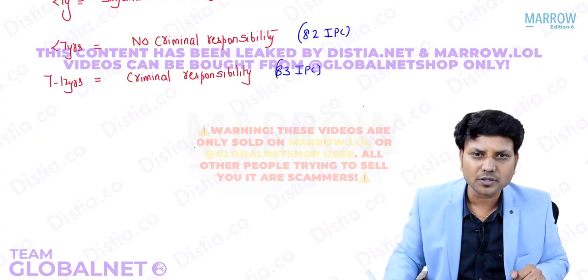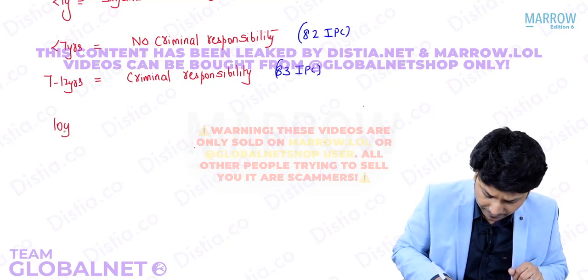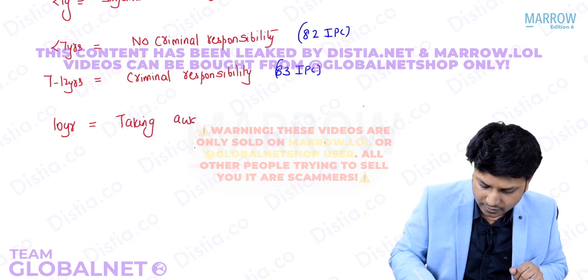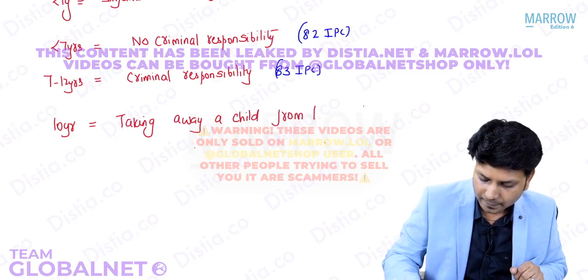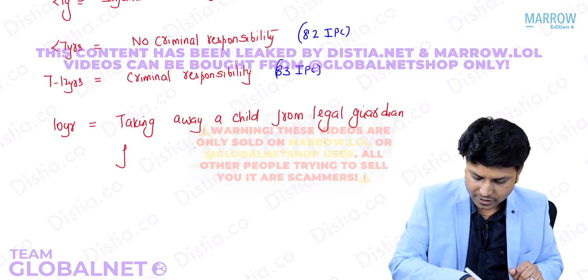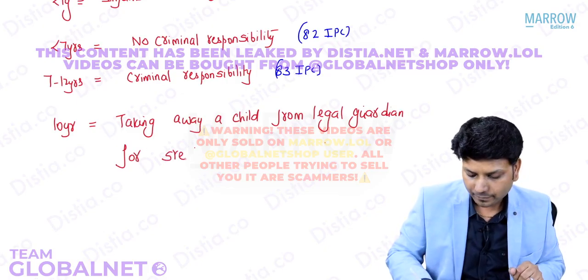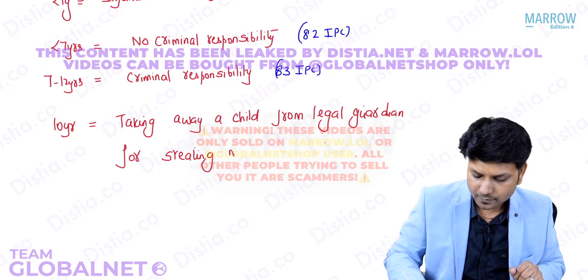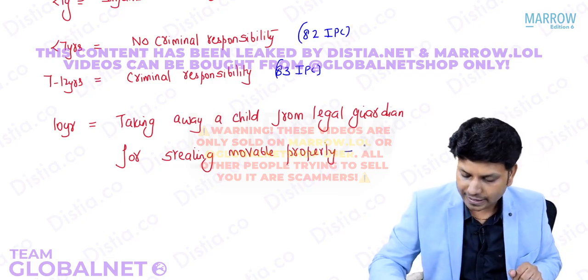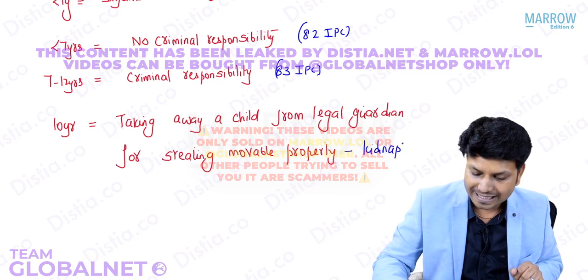What is the medical legal importance of age 10? Taking away a child from the legal guardian for stealing movable property amounts to kidnapping, and that is punishable under 369 IPC.